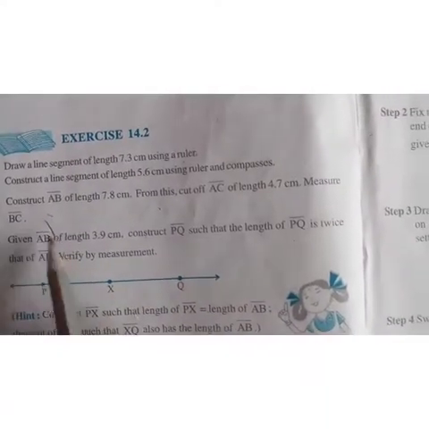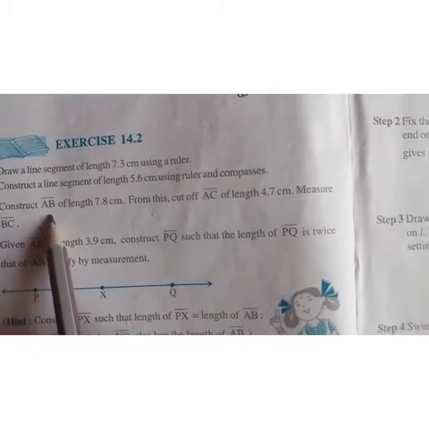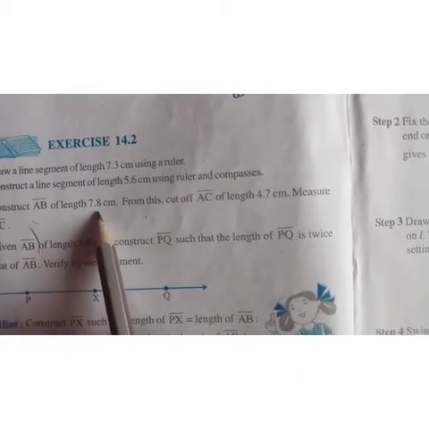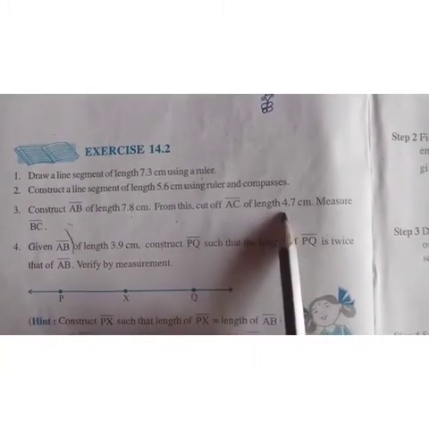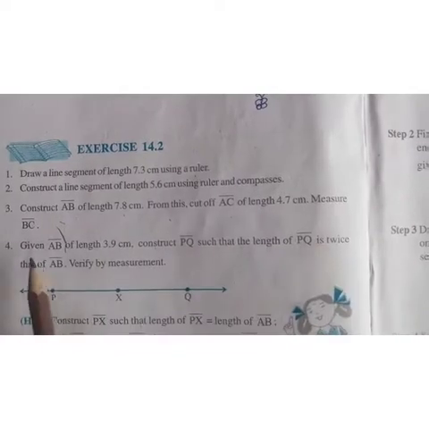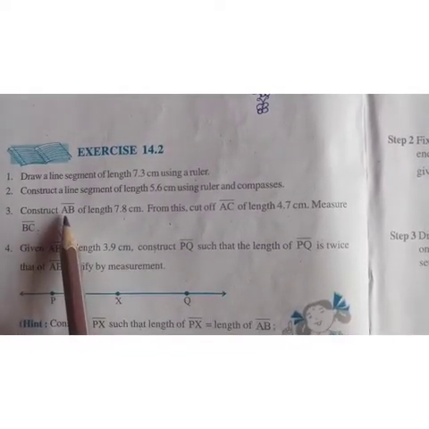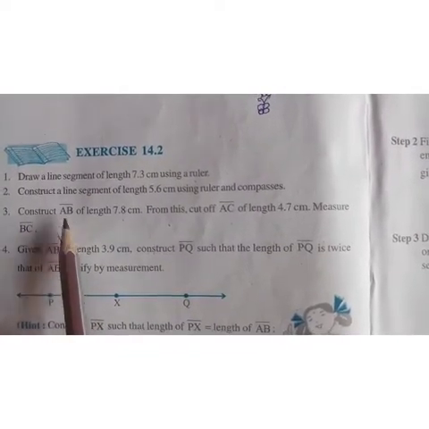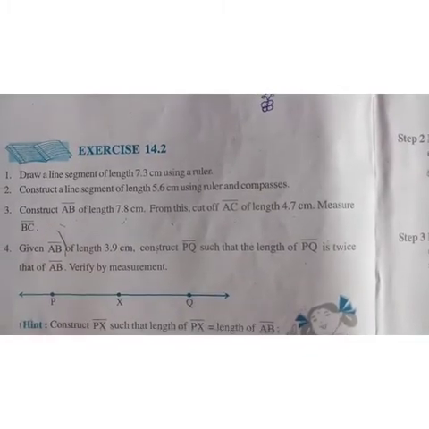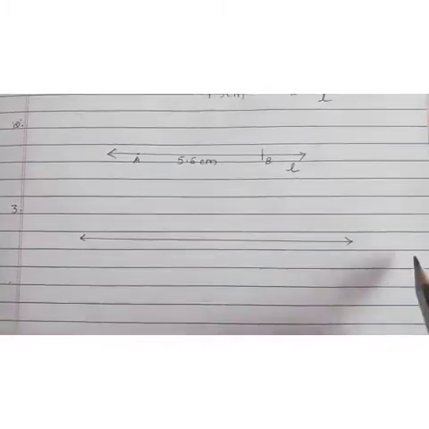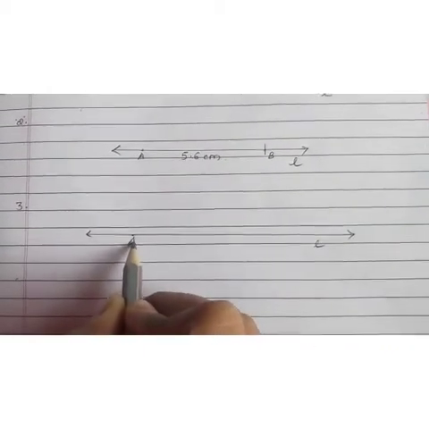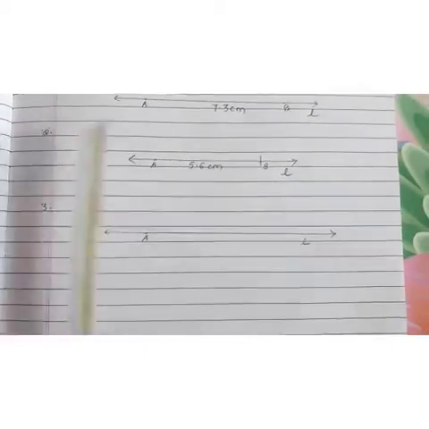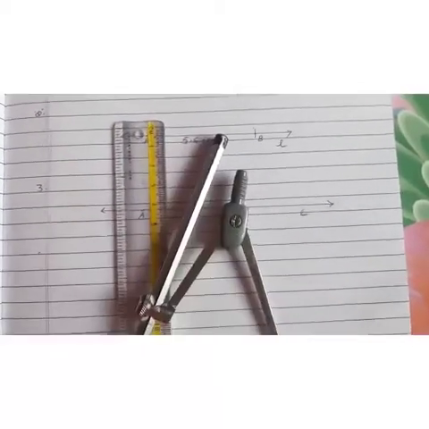Question number 3. Construct line segment AB of length 7.8 centimeters and from this cut off AC of length 4.7 centimeters. Measure BC. So children, first let us construct a line segment AB of length 7.8 centimeters. So for that, draw a line L. Mark any point here A, and now take your scale and take your compass, and the radius should be how much?